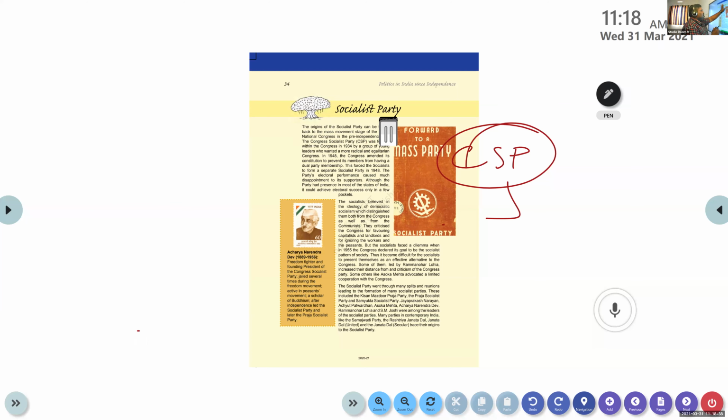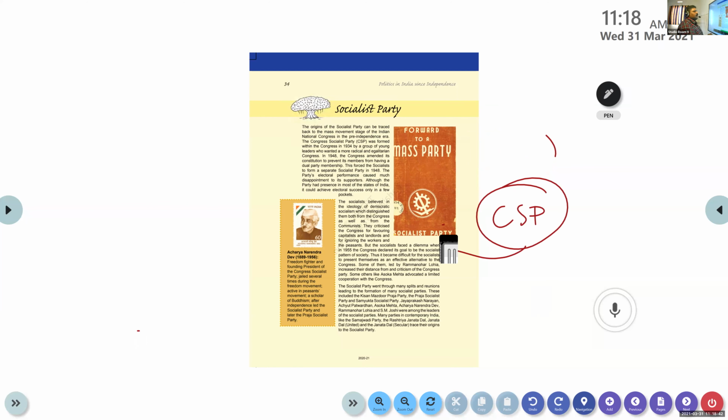So we are discussing the ideology of CSP against the Congress Party, right? Why is CSP against Congress? Because the Congress Party followed their program. What is that? They are in favor of or in support of the capitalists and the landlords, the rich people, and always ignoring the workers and the peasants.